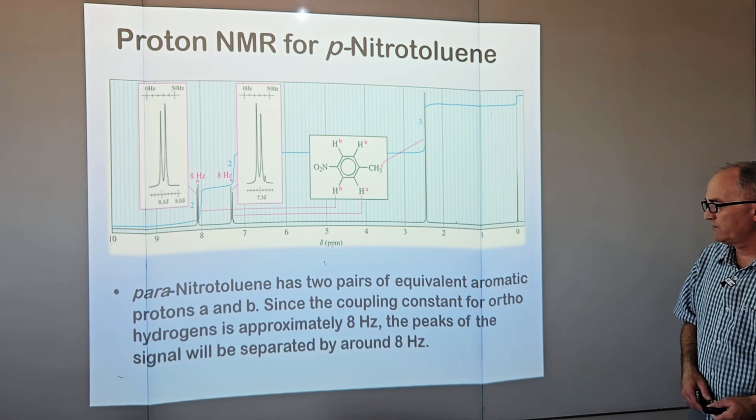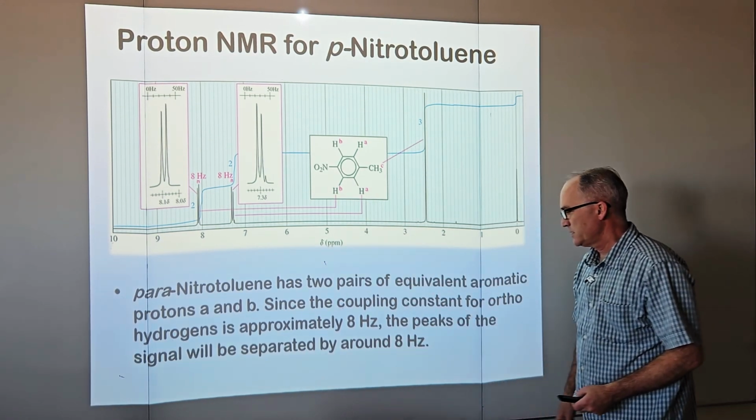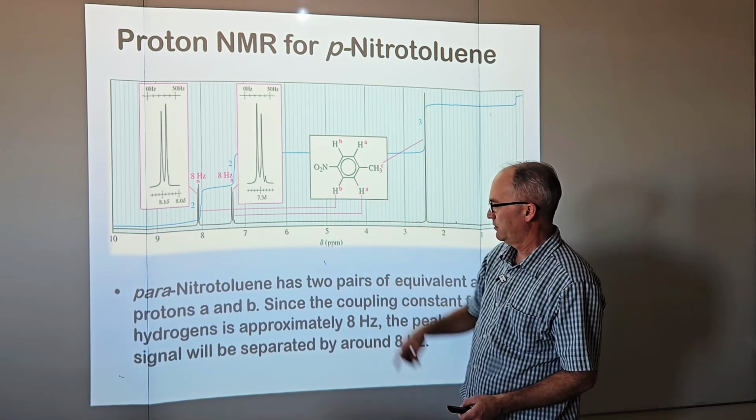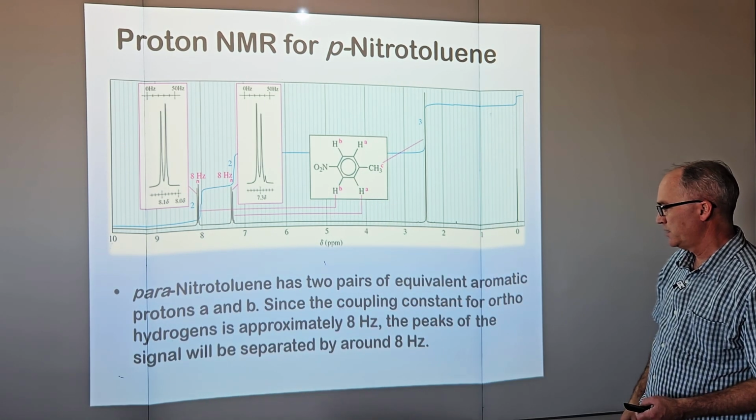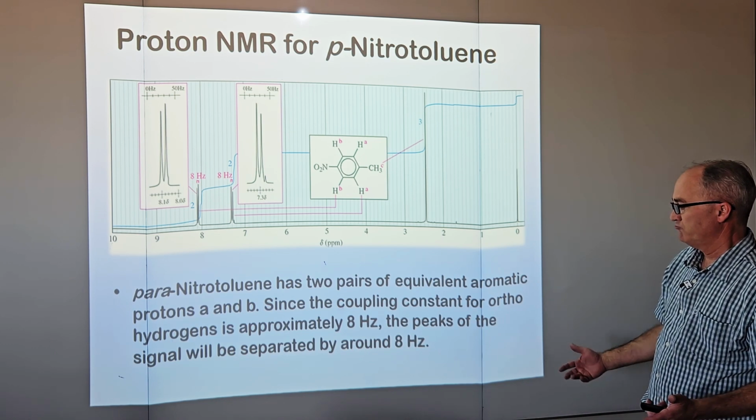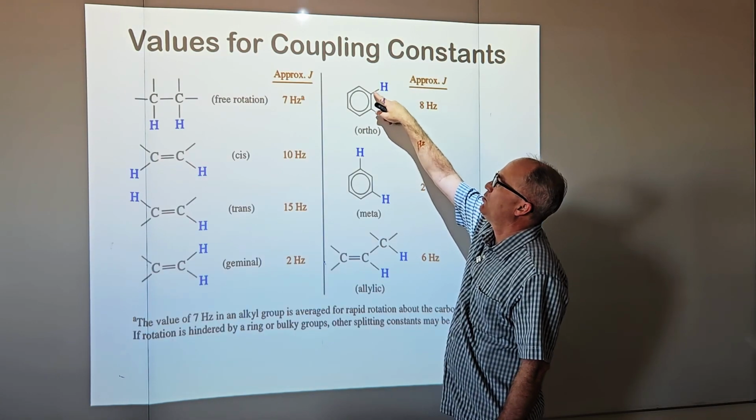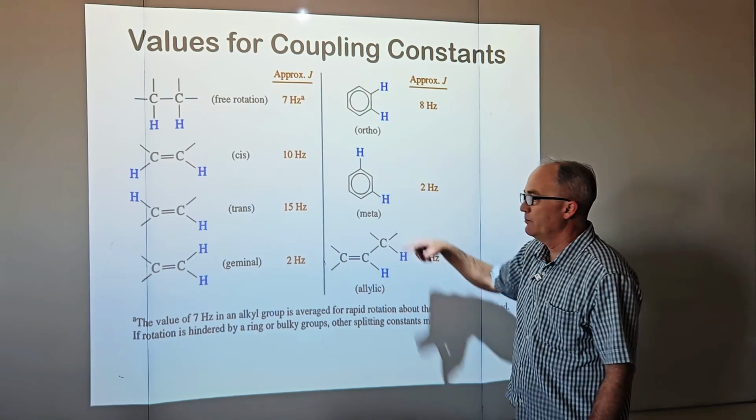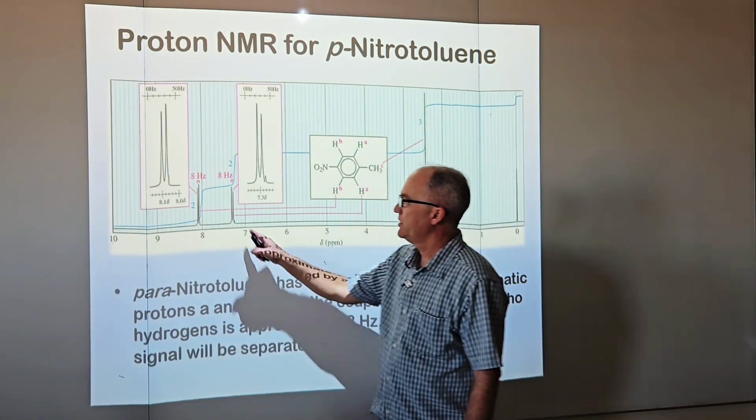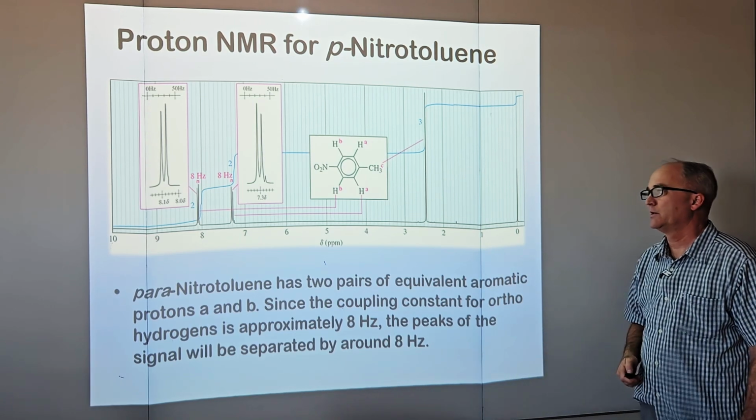Para-nitrotoluene has 2 pairs of equivalent aromatic protons, A and B. Since the coupling constant for the ortho here is approximately 8 hertz, the peaks of the signal will be separated around 8 hertz. Here is what we call ortho. Here's what we call meta. We'll see this more in the benzene chapter. So when we see that, we know how far apart the hydrogens might be on the ring.